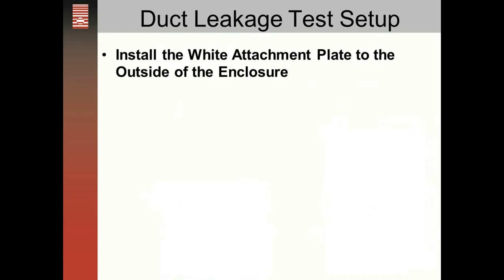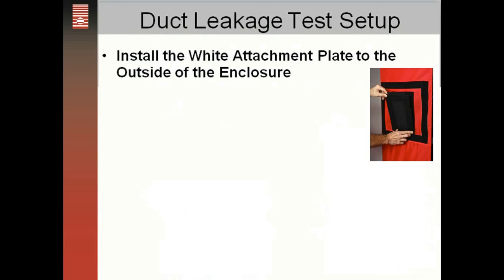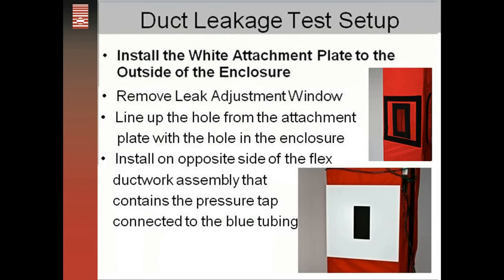Then we'll install the white attachment plate on the outside of the enclosure. First step will be we'll remove that leak adjustment window, and then we'll line up the white attachment plate and connect that with the Velcro. And you'll remember on that earlier picture, there's two sets of the hook Velcro where the white attachment plate will connect. So you can open that back zippered opening and make sure you get a tight connection on both of these sections.